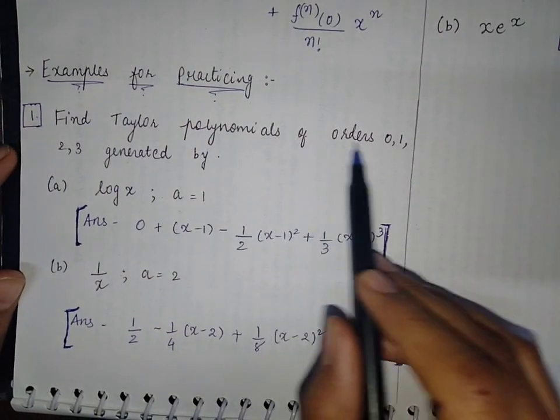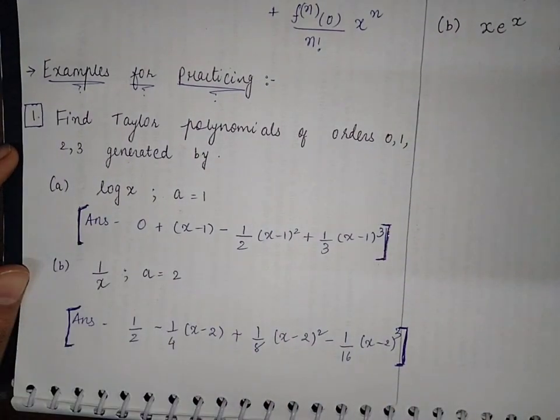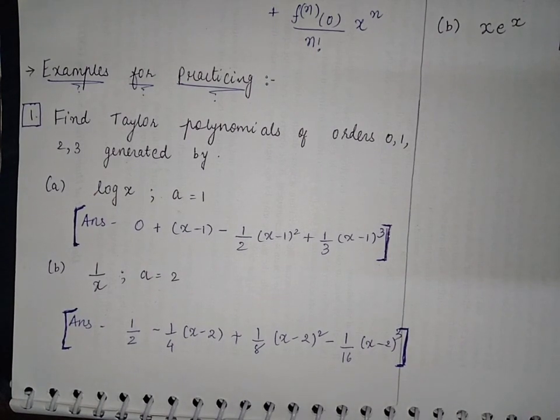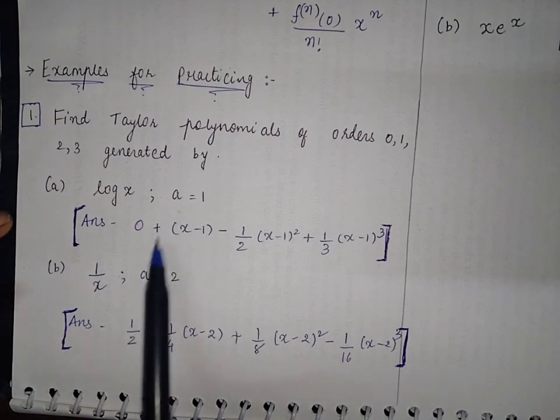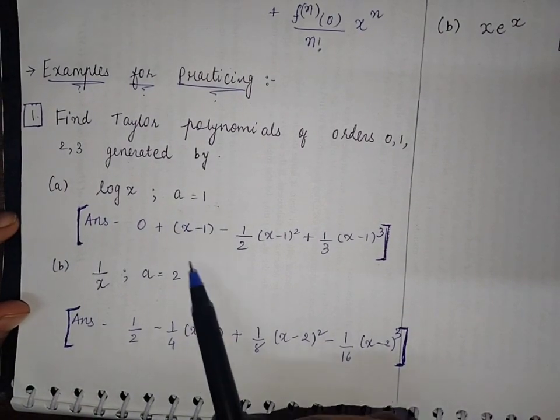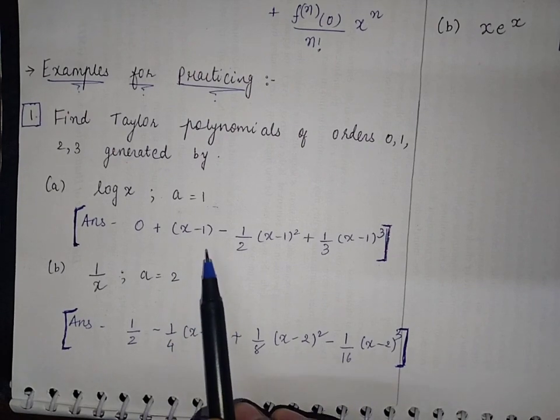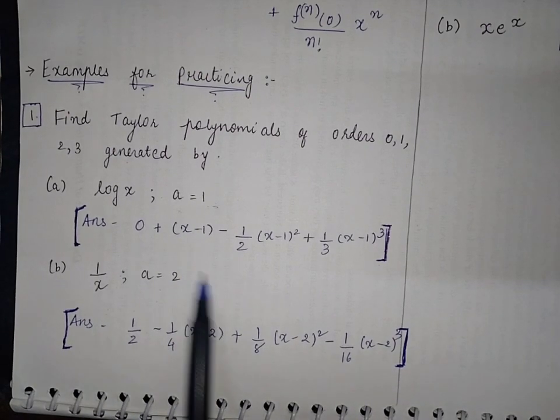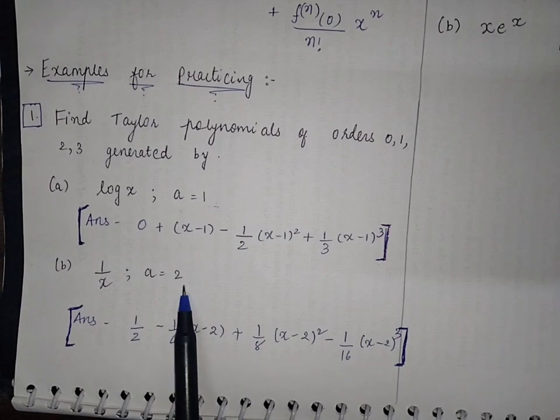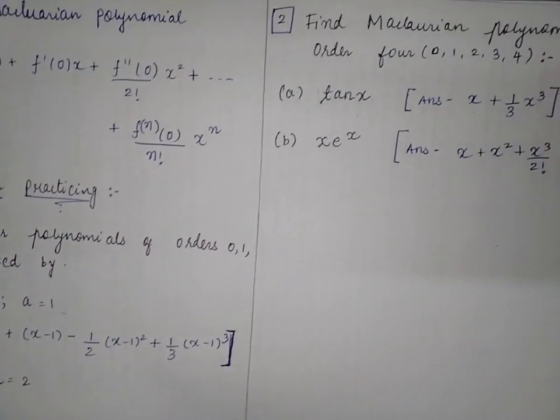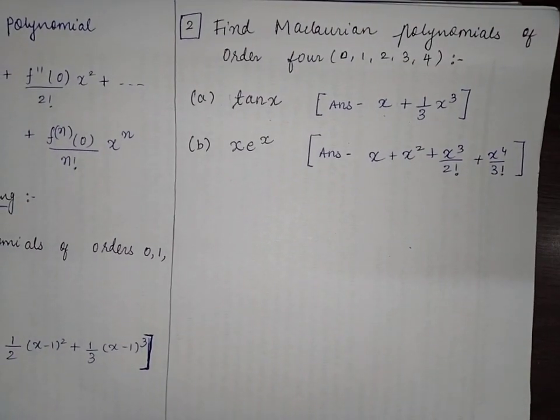Here you have orders 0, 1, 2 and 3. So you have to find 4 orders, and here a is given 1. So you have to put a equal to 1 here. And here also 1 by x and a is given 2. And then you have to find the Maclaurin polynomials again for order 4, and for 10x and x e raised to x. Answers are also given, so you can verify whether you got the correct answer or not.